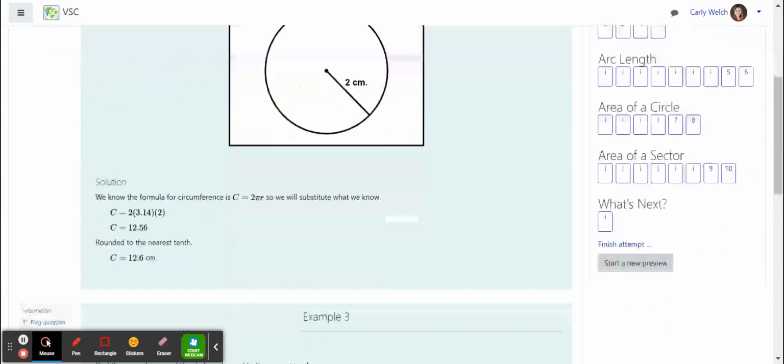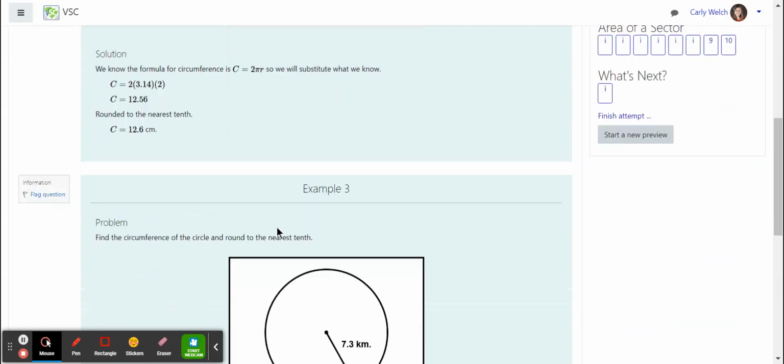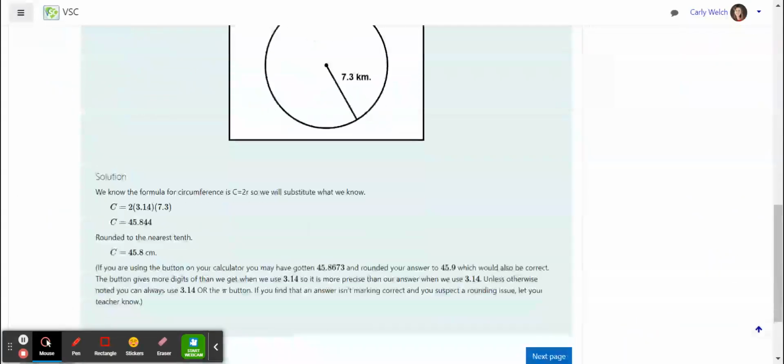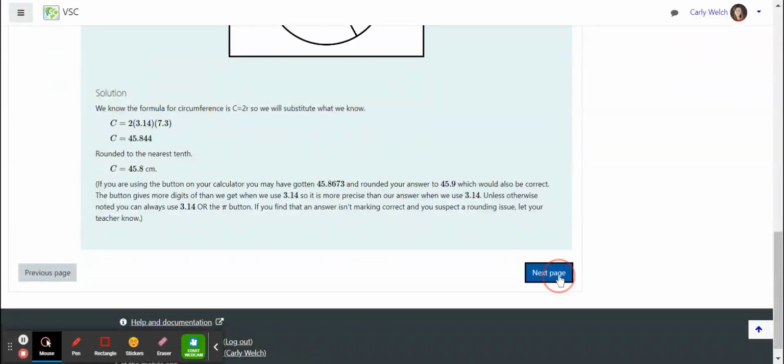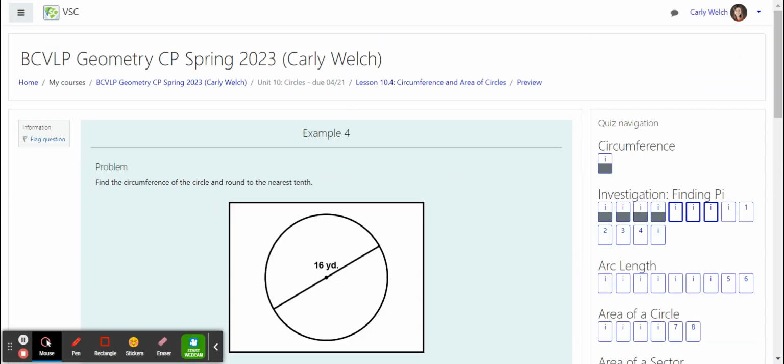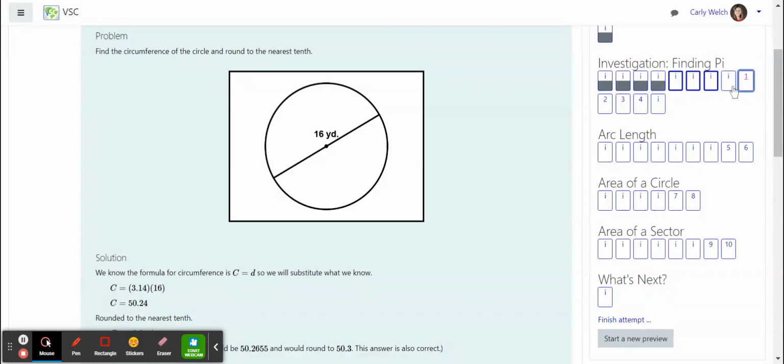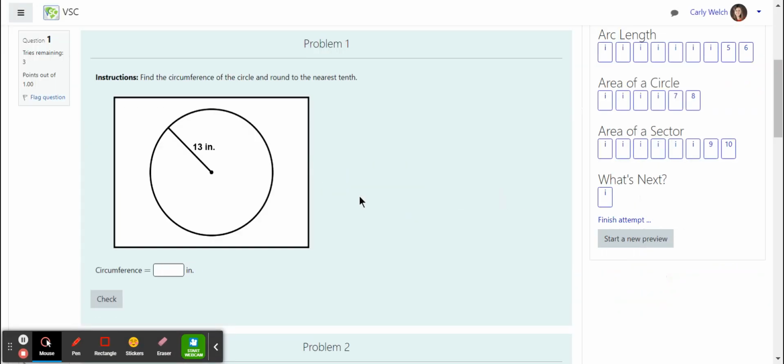All right, so find the circumference. I think they use 3.14 for the majority of these. All right, so find the circumference of the circle and round to the nearest tenth. So 13 is a radius. Let's get this up. And my pi button is here. So 13 is my radius, so we're going to use 2 times pi times 13.